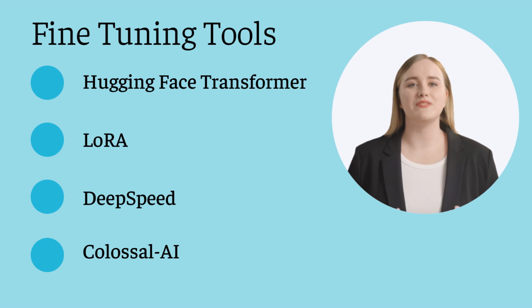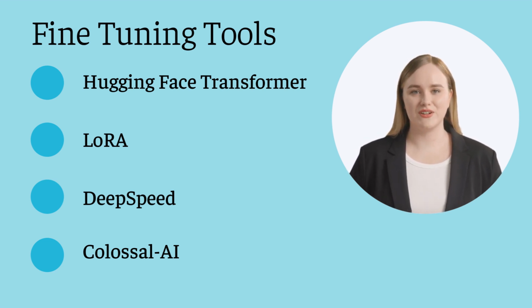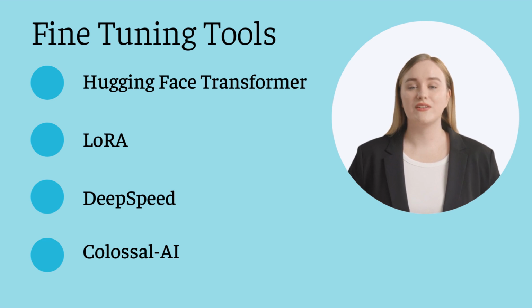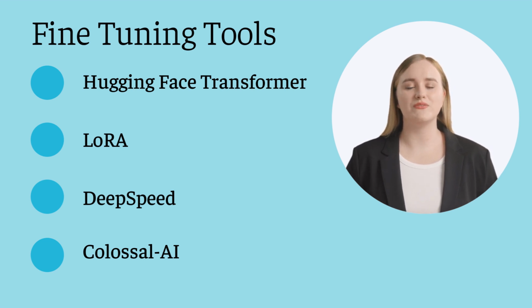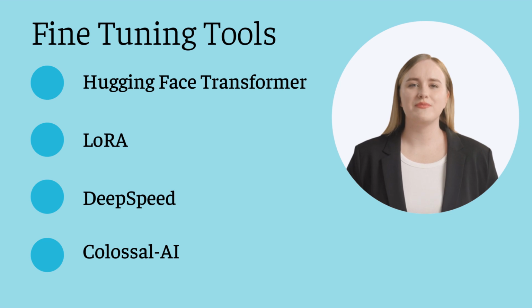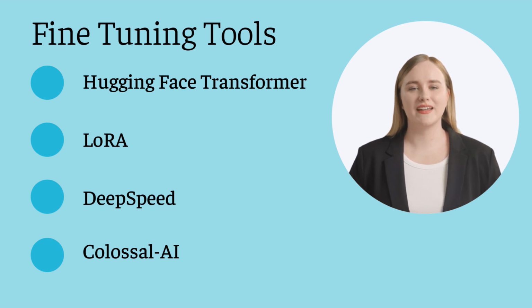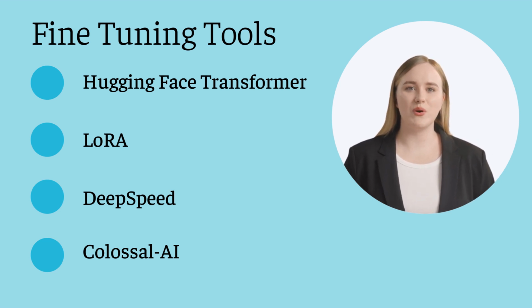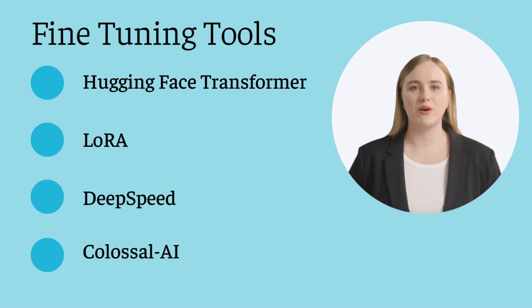3. DeepSpeed. Developed by Microsoft, DeepSpeed is designed to efficiently fine-tune and train large-scale models. It provides memory optimization and can handle extremely large models with fewer resources. 4. Colossal-AI. Provides efficient and scalable solutions for fine-tuning large models, making it easier to deploy models in a distributed manner while reducing resource requirements.